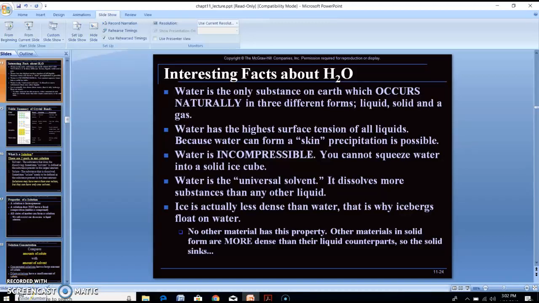Ice is usually less dense than water. That is the very reason icebergs float on water. No other material has this property. The other materials in solid form are more dense than their liquid counterparts, so the solid sinks.